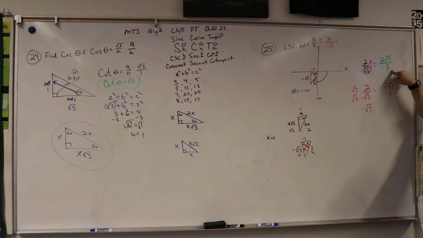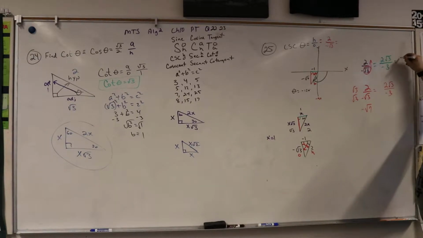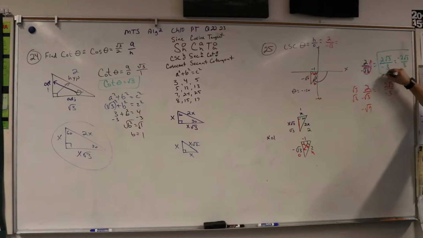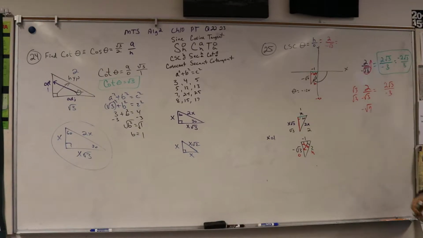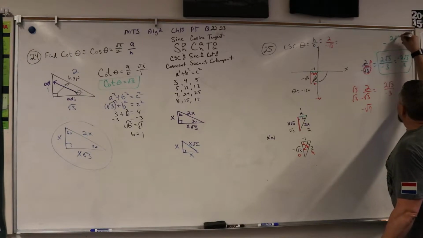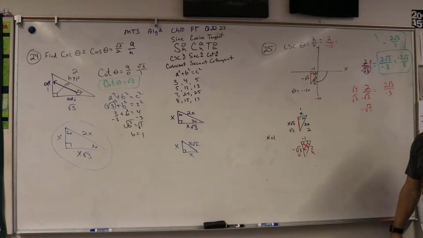Okay? Now, the negative doesn't have to be on the bottom or the top. It can be either. Both of these answers are correct. Because the negative could be in the bottom, the negative could be in the top. Heck, you might even see this answer: negative 2 square root 3 over 3. Or the negative's outside. That answer's correct too. Does that make sense?